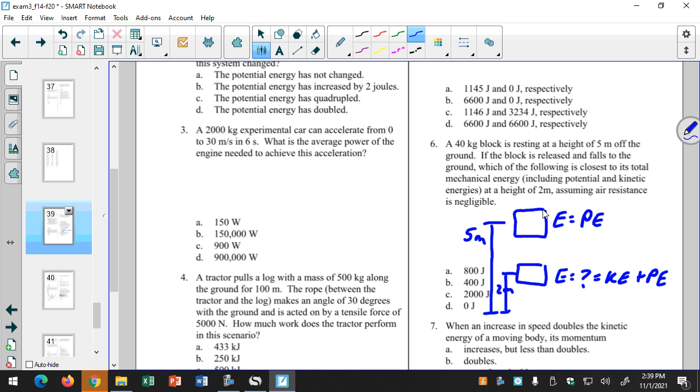So the whole 2 meters thing, it's just like a, what's that word? Distractor or something. That's not really important, because if I know the energy at the top, then that will answer my question. So that's going to be mgh: 40 kilograms, times 10 meters per second squared, times 5 meters. 400 times 5 is 2,000 joules. Okay?